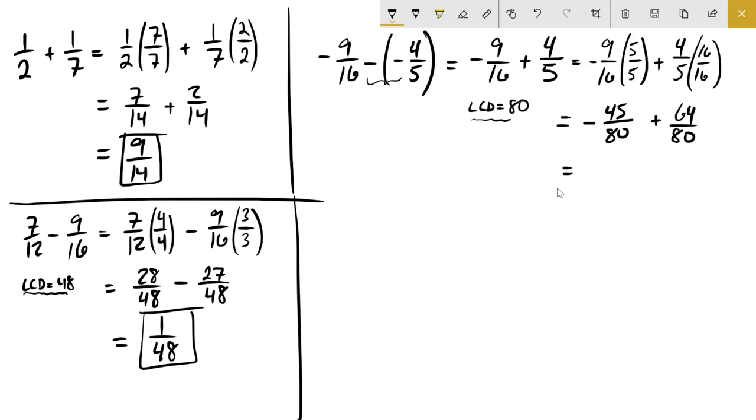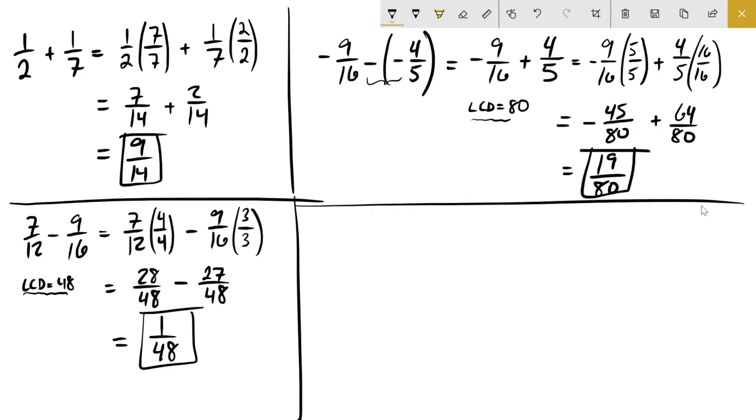Negative 45 plus 64, is this going to be addition or subtraction? This is going to be subtraction because they have opposite signs, right? So I'm at negative 45. I'm adding 64. It's just going to be the same as 64 minus 45. And what does that come out to be? I think 19. Positive 19 out of 80 is your solution to that one. All right. Questions on that one? Okay. So remember, you always have to bring them up to bigger denominators.